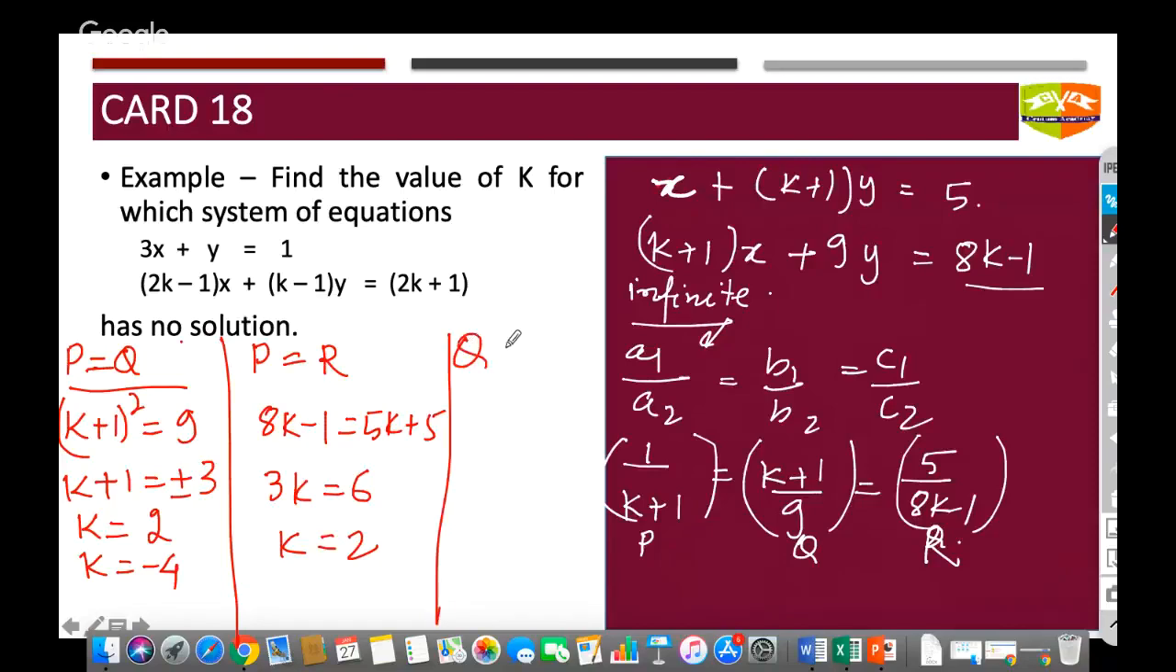Now if I keep Q is equal to R, in that particular case I get this (k plus 1) multiplied by (8k minus 1) is equal to 9 into 5, 45. So I get 8k square plus 8k minus k minus 1 is equal to 45.